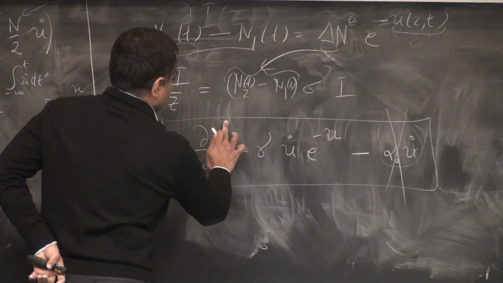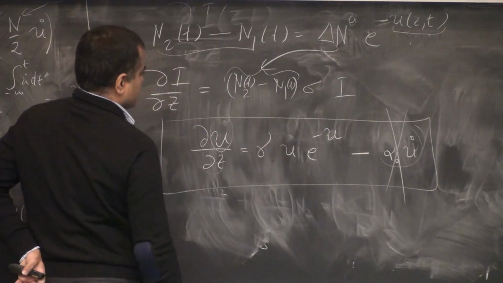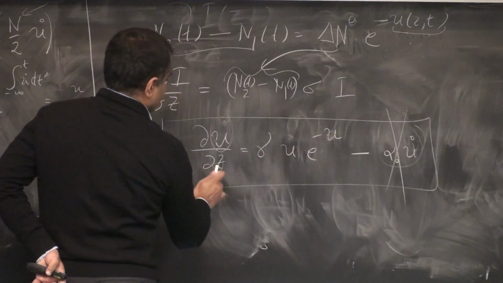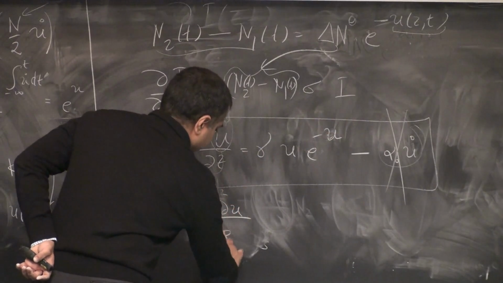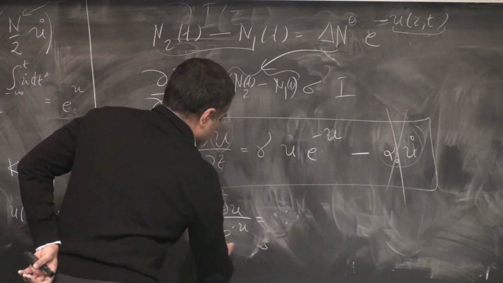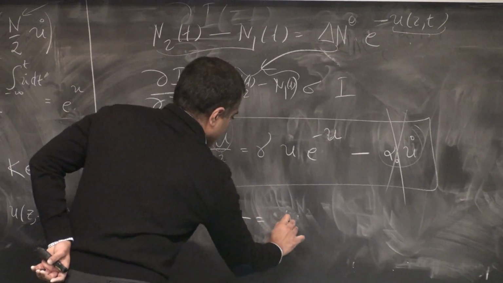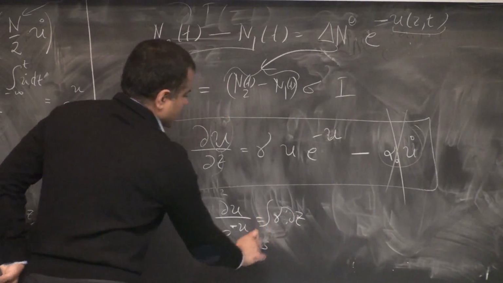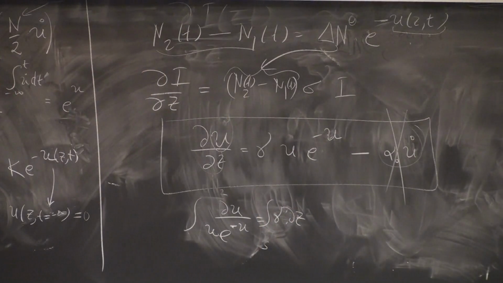You can just integrate over time first, and the time dots go away. And then you take your z here, bring your e to the power minus u here, gamma, u e to the power minus u is equal to dz times gamma. So you integrate both sides, and you can get the solution very easily. What does the solution look like?